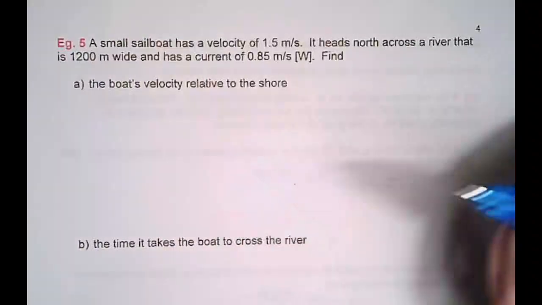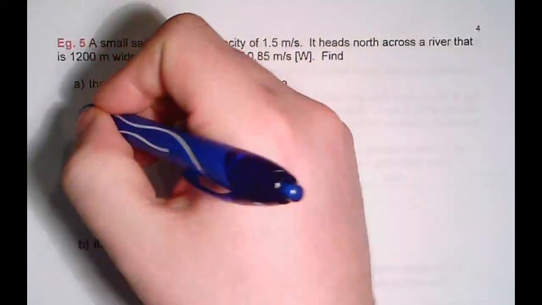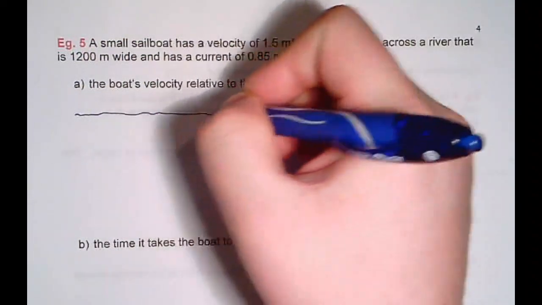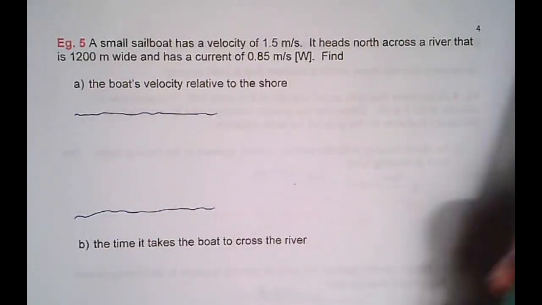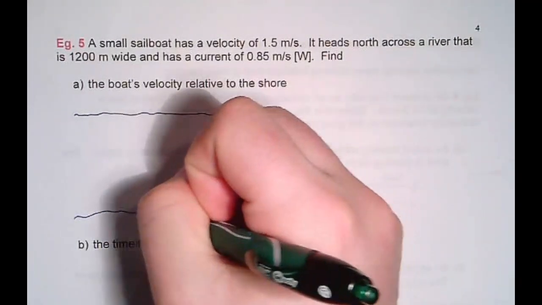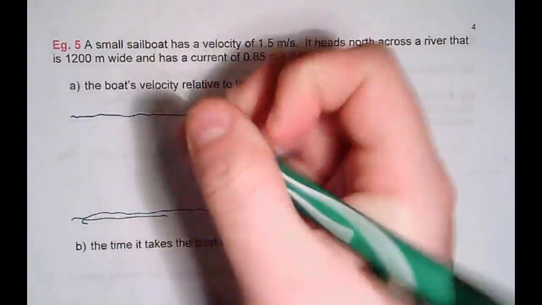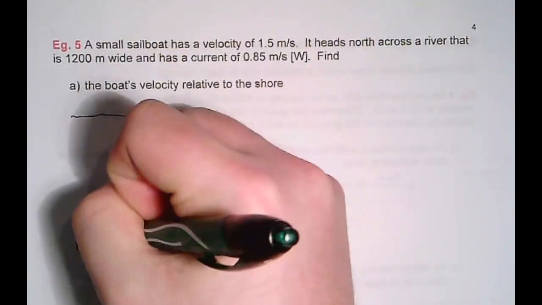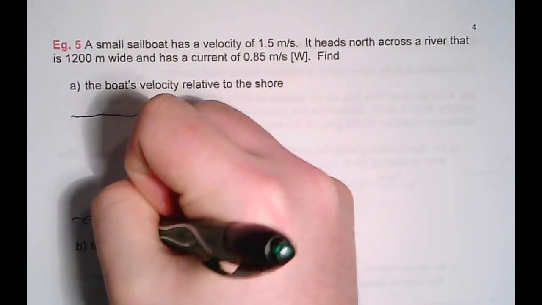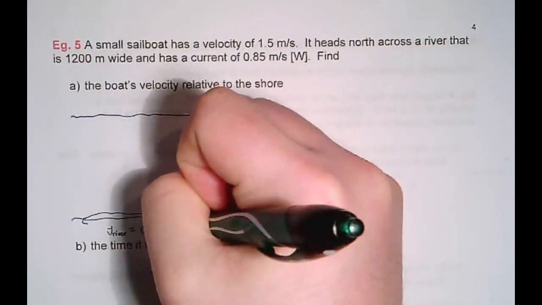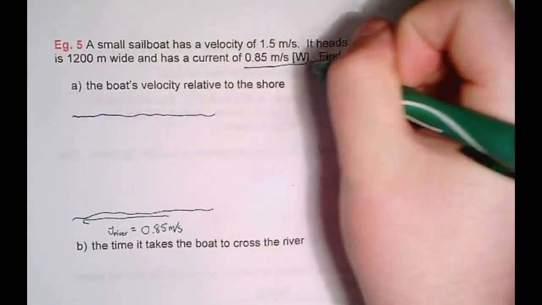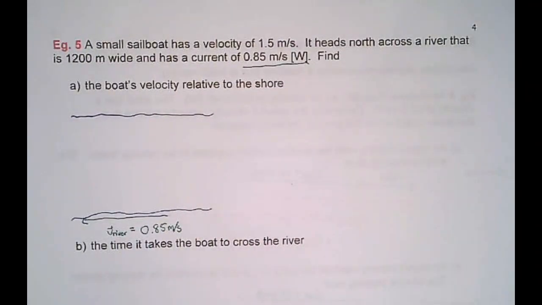So when I do these questions, I like to draw a little diagram. I like to draw what's going on. So we have our water flowing along here. Our water has a velocity or a current, so our velocity of the river is equal to 0.85 meters per second. That's given to us in the question, headed west.